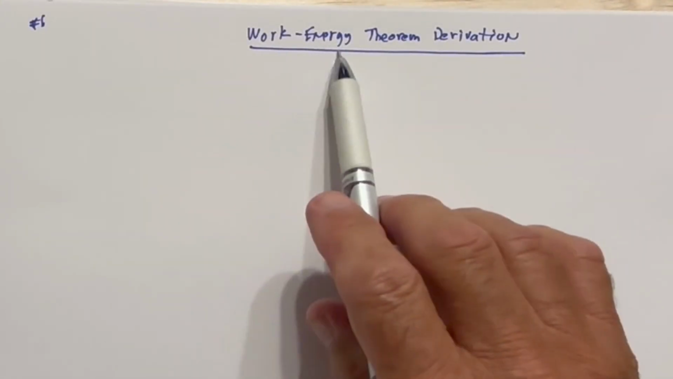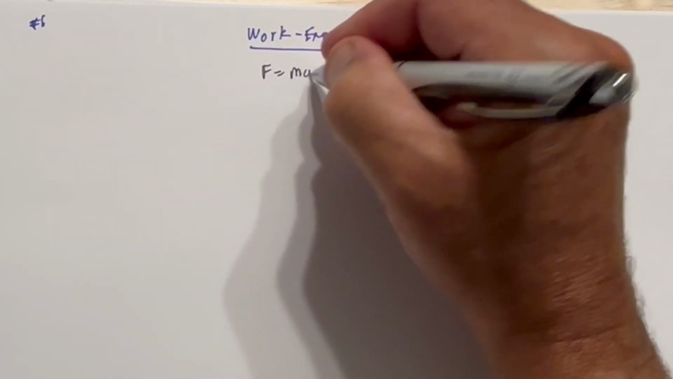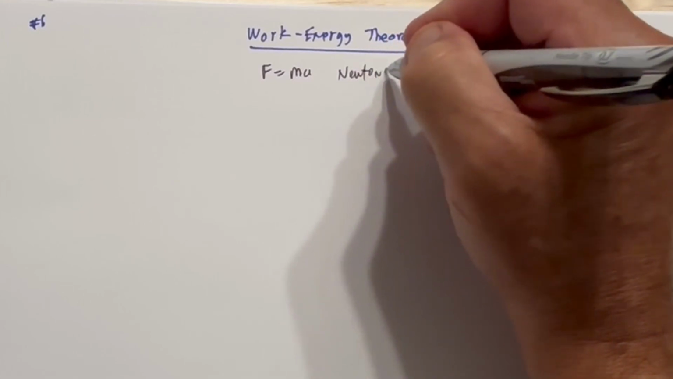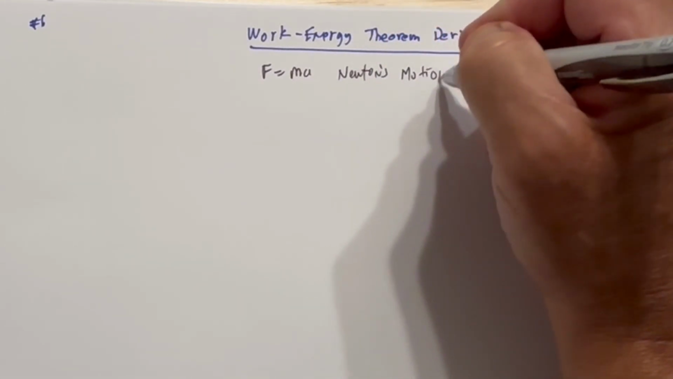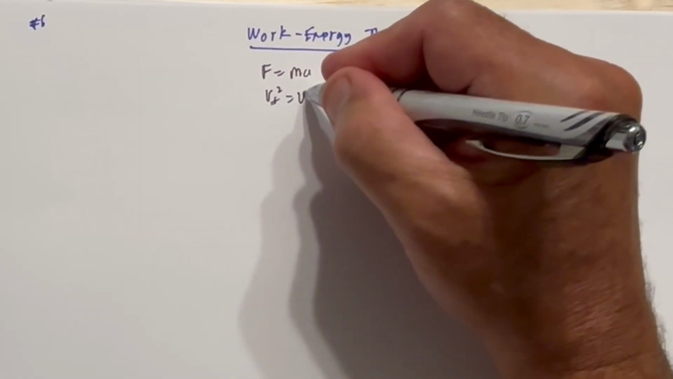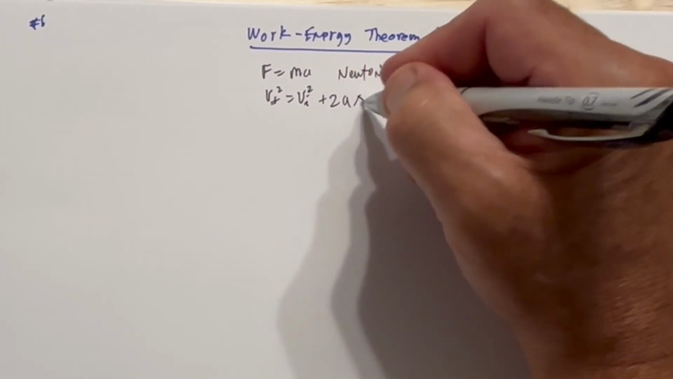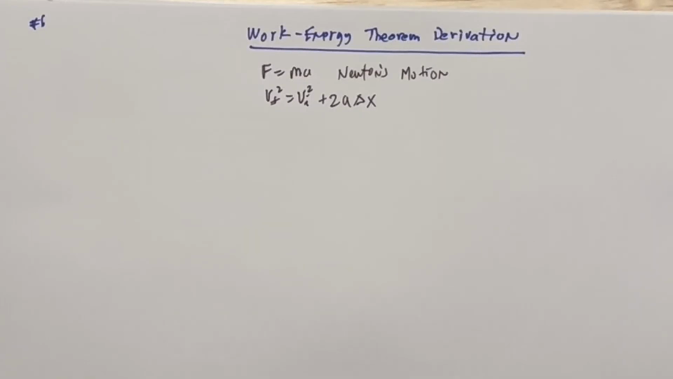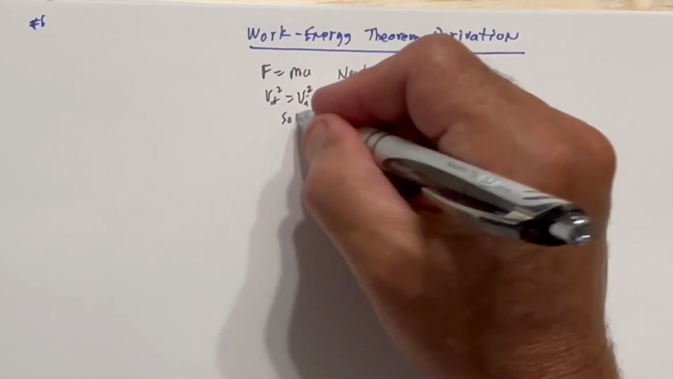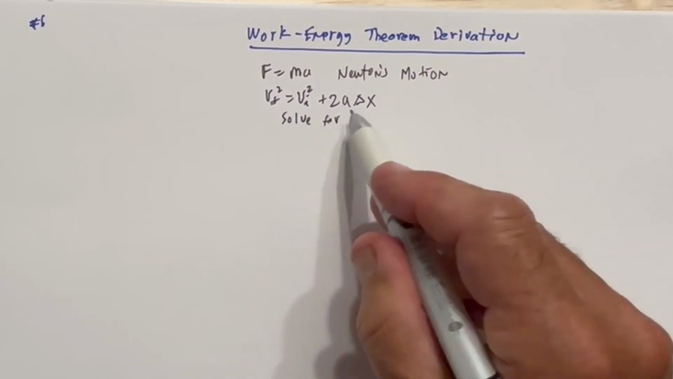Now let's derive the work-energy theorem. We're going to start with a couple of familiar equations. F is equal to ma, that's just Newton's second law of motion. And then the kinematic equation, it says the final velocity squared is equal to the initial velocity squared plus 2 times the acceleration times the distance it moves through. So there's 2 equations that we've seen before. Now let's take this equation and solve for the acceleration.